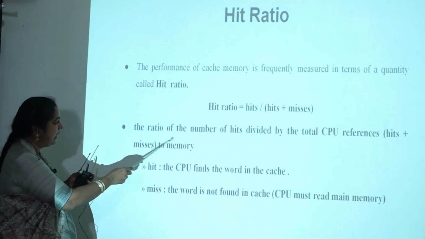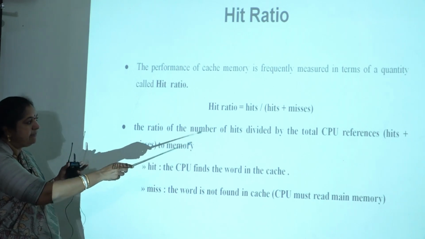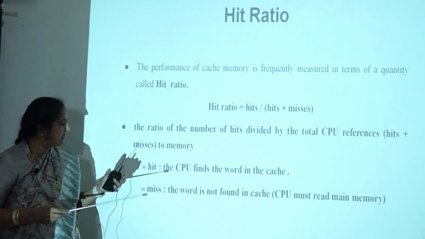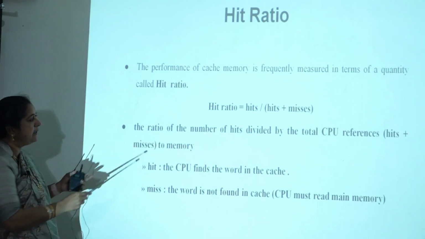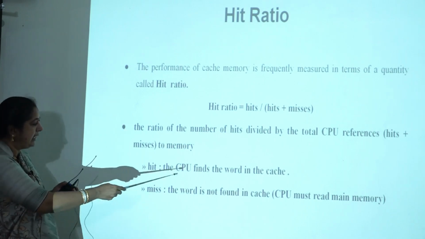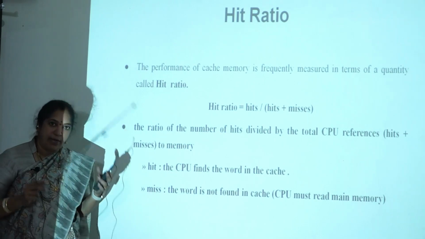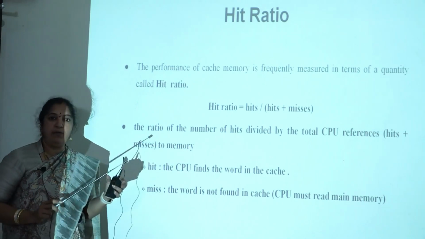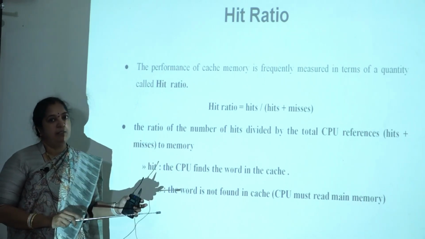So the ratio is the number of hits divided by total CPU references, that means the total of hits and misses. That is nothing but the hit ratio, whereas a hit is the CPU finding the word in the cache and a miss is the CPU not finding the word in the cache.